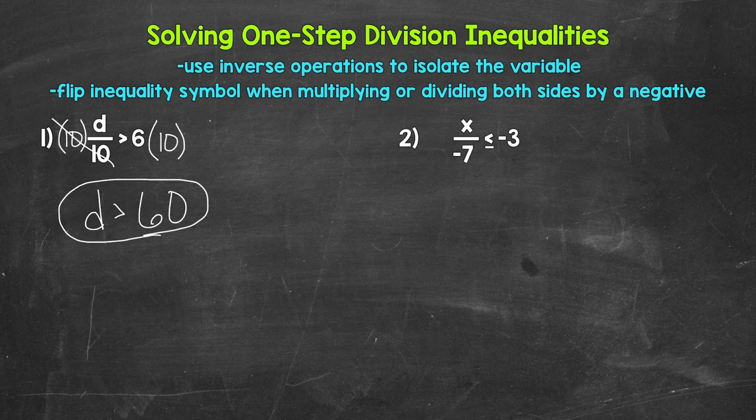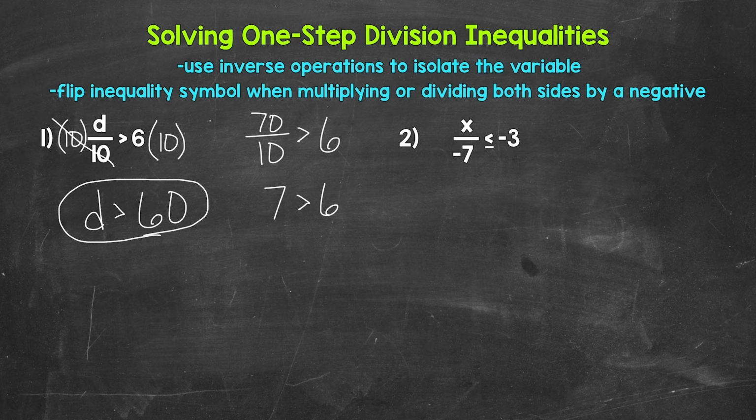Let's check a solution to make sure we are correct here. Let's use 70. 70 is greater than 60, and we'll work with that 10. So let's plug in 70 for d. We have 70 divided by 10 is greater than 6. 70 divided by 10 gives us 7, and 7 is greater than 6, so this does work. We are correct here. D is greater than 60.